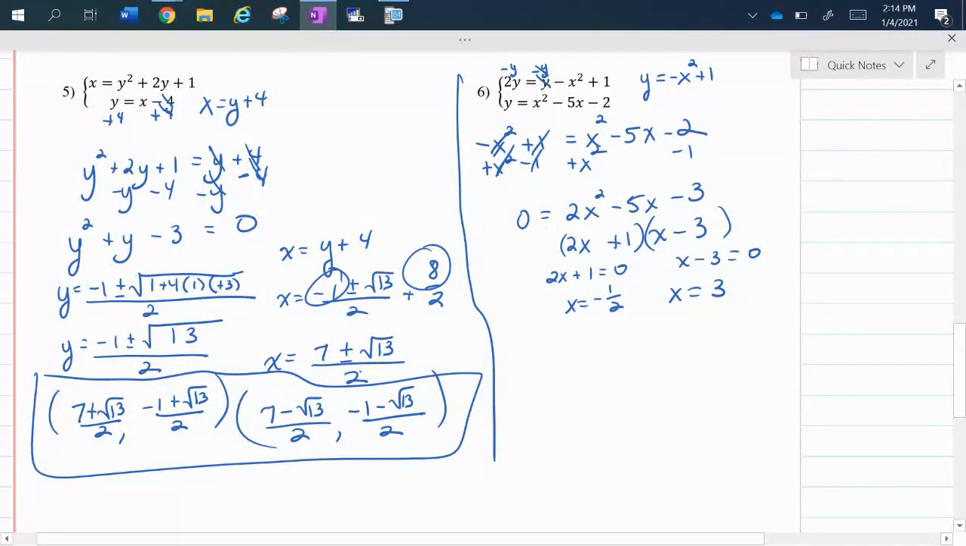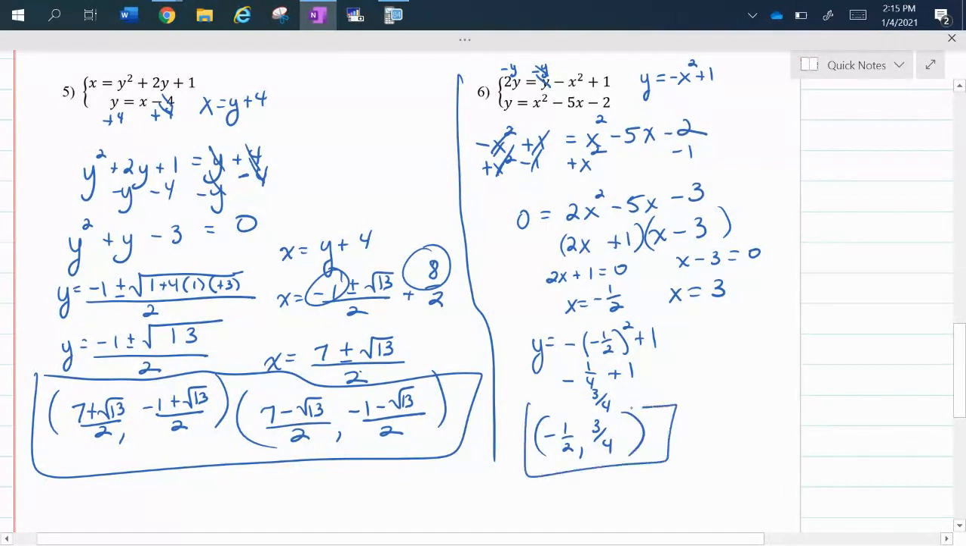So I've got half of my ordered pairs. Now I have to go get the other half. So if y is equal to negative x squared plus 1, I'm going to plug in negative 1/2 for x. So negative 1/2 squared is positive 1/4. So it's going to be negative 1/4 plus 1, which is 3/4. So my ordered pair is negative 1/2, comma 3/4. So I factored, I got my two x values. I plugged the first x value into the equation y is equal to negative x squared plus 1 to get my y value. Now I'm going to do the same thing for 3.